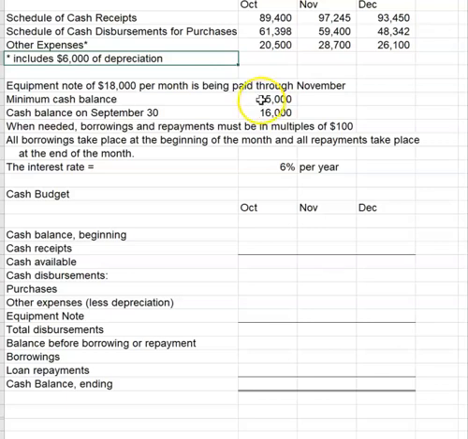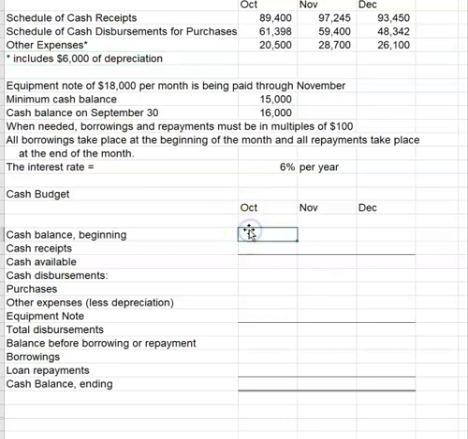Our minimum cash balance is $15,000. So we need to have at least a balance of $15,000. If we don't, we need to borrow. We can see our cash balance on September 30th is $16,000, so we didn't have a beginning loan. When we need to, we can borrow, but it needs to be in multiples of 100. The interest rate is 6% per year.